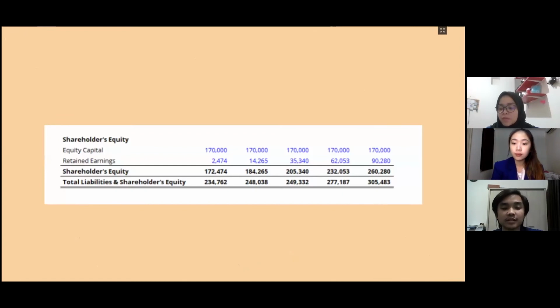This is the shareholders' equity section of the balance sheet, which is shown after the assets and liabilities. It can include the retained earnings and equity capital as shown.